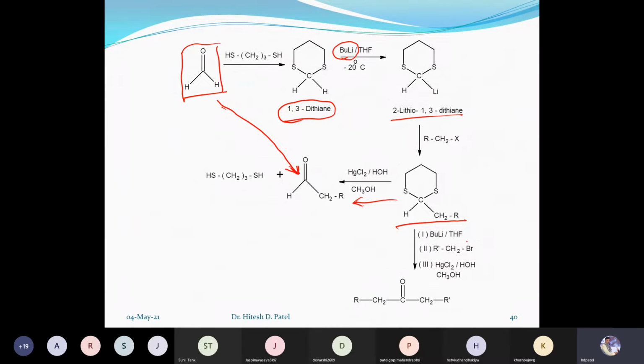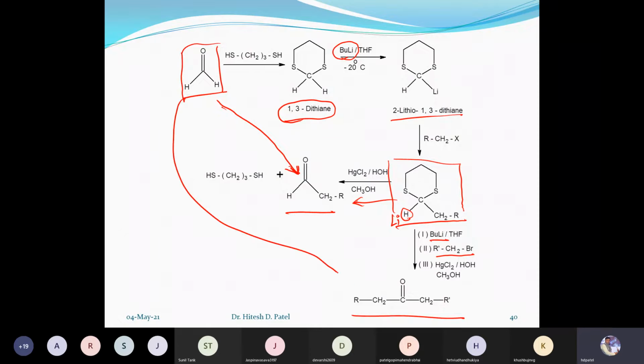But if we carry out further reaction with the previously prepared compound, by treatment with butyl lithium we get Li over here instead of H, and then by treatment with RCH2Br we get RCH2 C double bond O CH2R. So from formaldehyde we can prepare a substituted aldehyde as well as a ketone. Based on the requirement and reaction conditions, we get different types of product using this reagent.